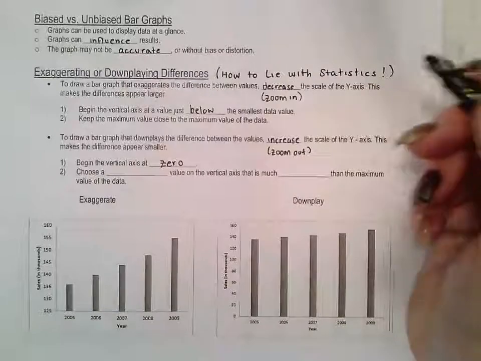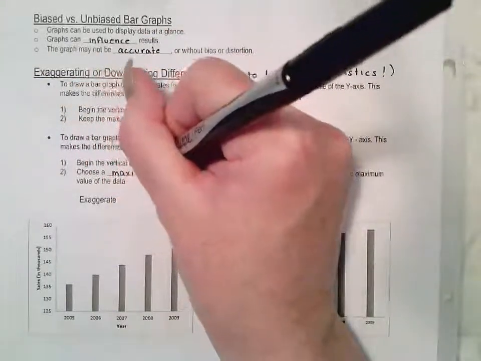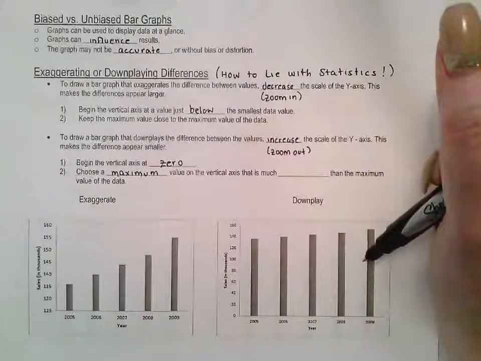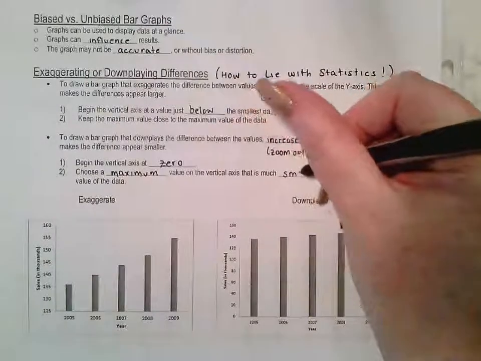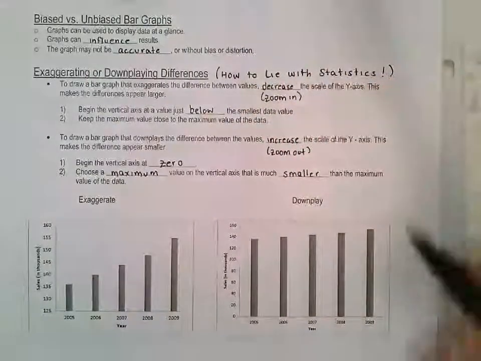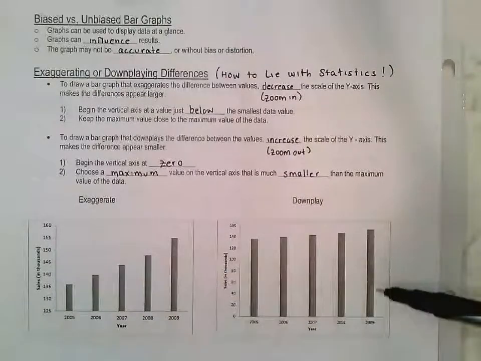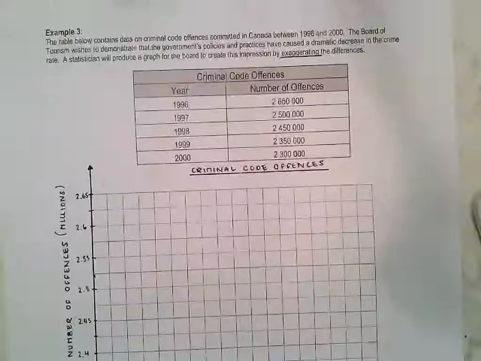Now, this is choose a maximum value. I had to think about that for a second. Choose a maximum value on the vertical axis that is much smaller than the maximum value of the data. Now, they didn't really do that here. They chose 160 on both of them. But I'm going to show you how to do that in our first example.